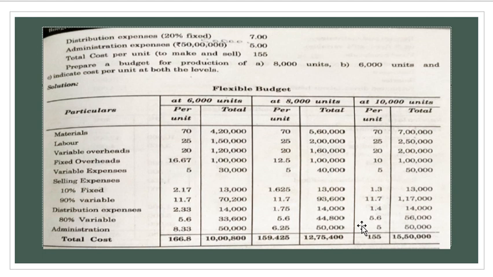So now if we add up the total expenses, we'll be getting our total cost. What they have asked us is to indicate the cost per unit at both the levels. They have asked us to calculate the cost per unit. So when we total up all the cost, per unit for 6,000 units it is 166.8. Then for 8,000 units it is 159.425, and for 10,000 units it is 155. So this is the flexible budget.